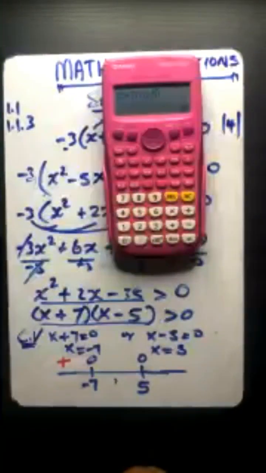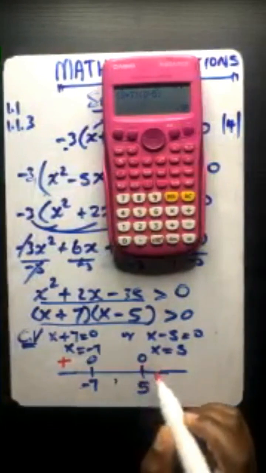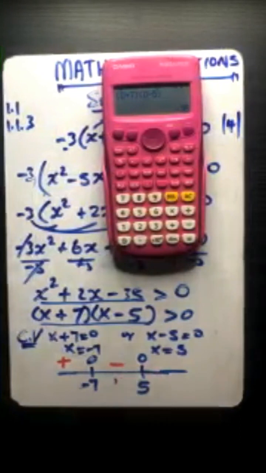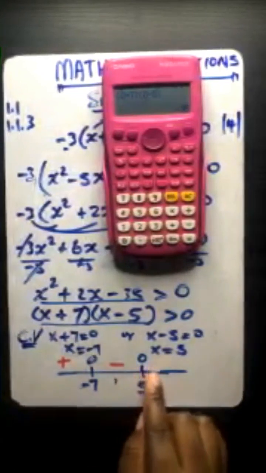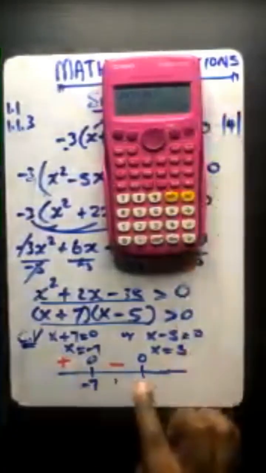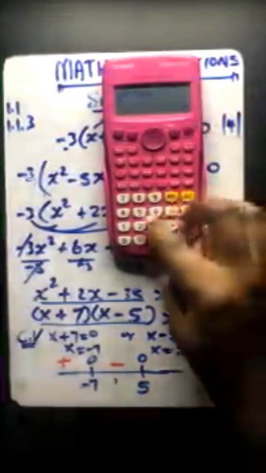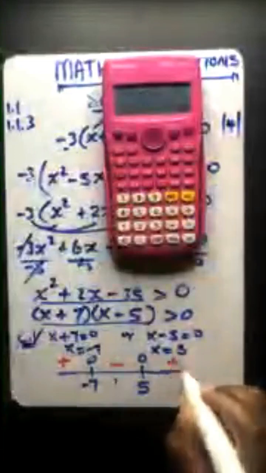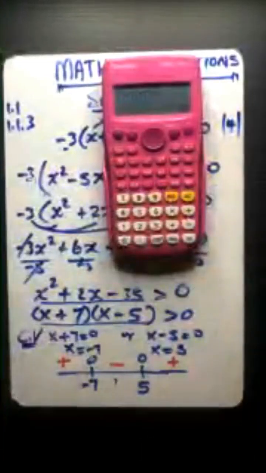So let's see, what are we getting there? Let me see, we're getting negative. Then let's try any value on this side, which is maybe any number above 5. Maybe let's use 7, and then we get a positive value there. Sure.